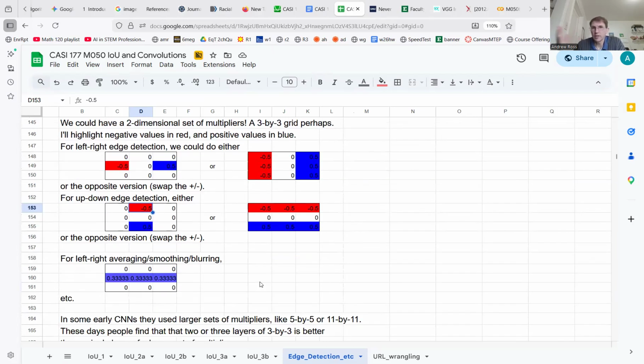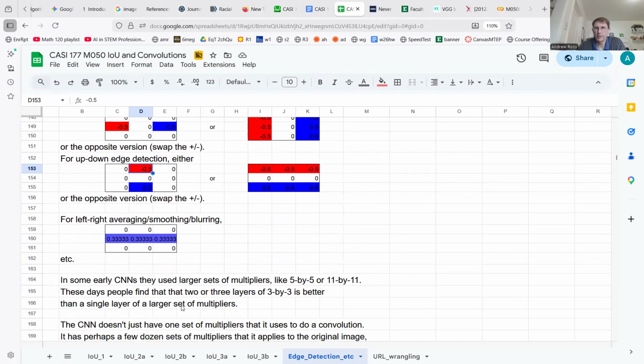For left-right averaging or blurring, we could have mostly zeros, but with 1/3 down in the middle row, for example. In the early days of CNNs, they used larger sets of multipliers, not 3 by 3 like this, but like 5 by 5 or 7 by 7. These days, people find that having 2 or 3 layers of 3 by 3 is often better than a single layer of a larger set of multipliers.